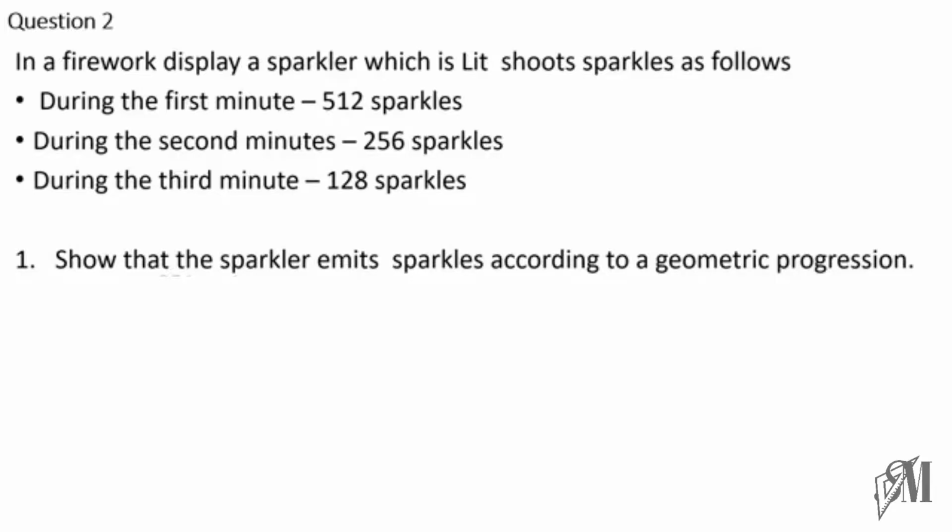To show that this is a geometric progression, we have to show that there is a common ratio. So we divide a term by the previous term. 256 divided by 512 is equal to half. And then if you do 128 divided by 256, that is also equal to half.